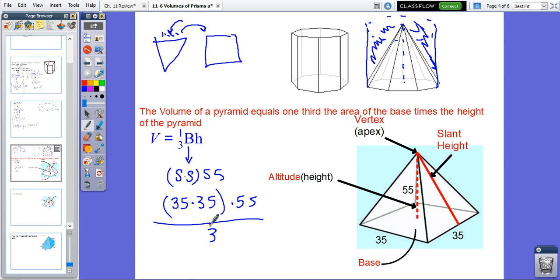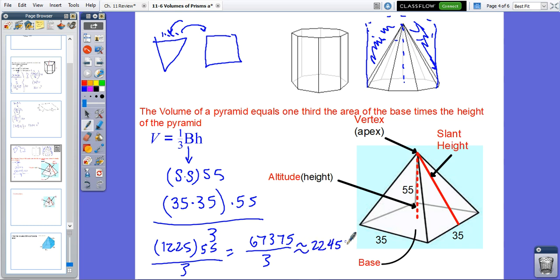So 35 times 35 gives me 1225, that's times 55 over 3. So we're going to go ahead and multiply that times 55, get a pretty big number. We get 67375, all divided by 3. We're going to go ahead and divide that by 3. You get a repeating decimal, so we're going to go ahead and round that off to 1 decimal. You get 22,458.3. Again, this is volume, so it's units cubed.